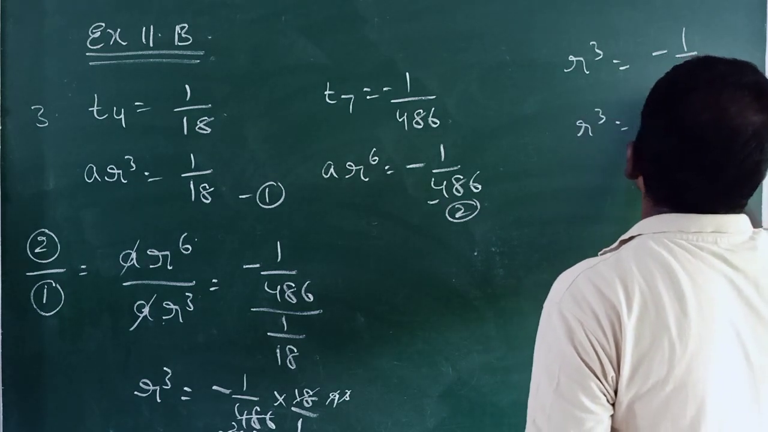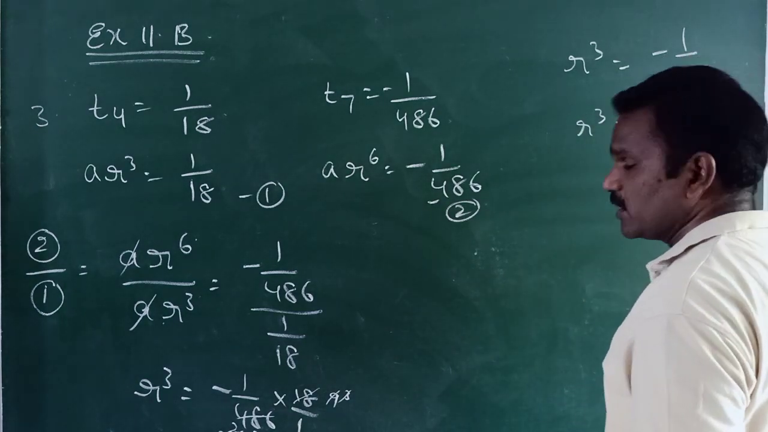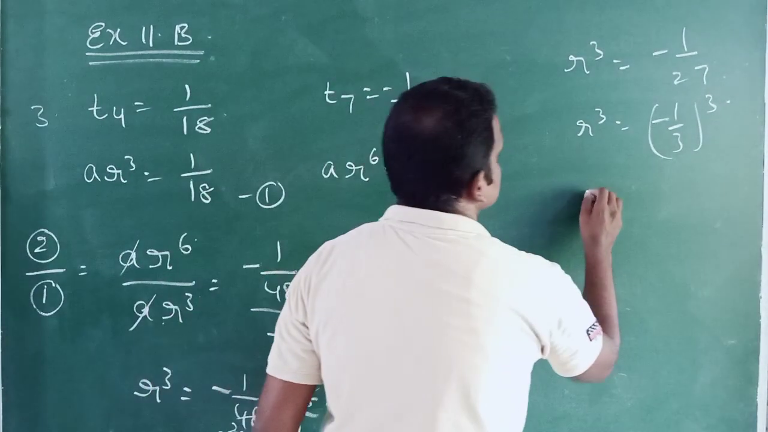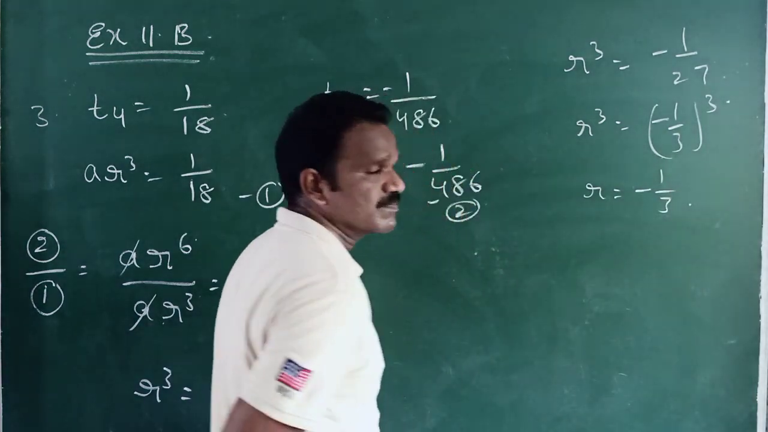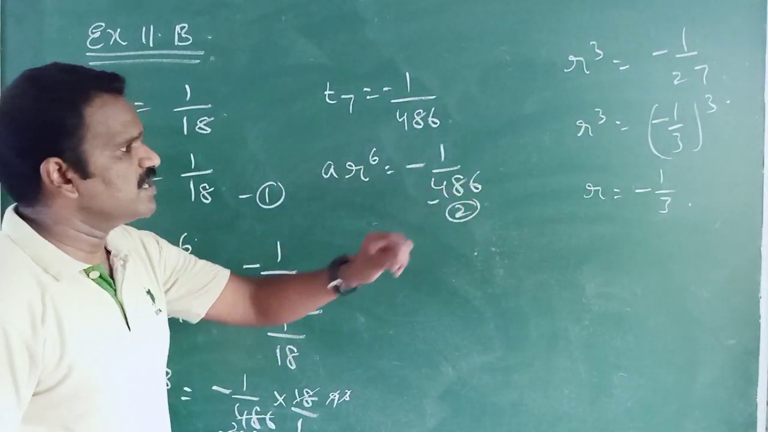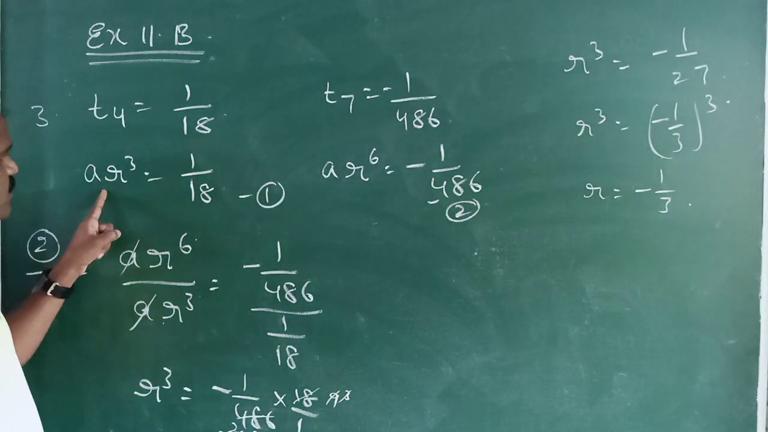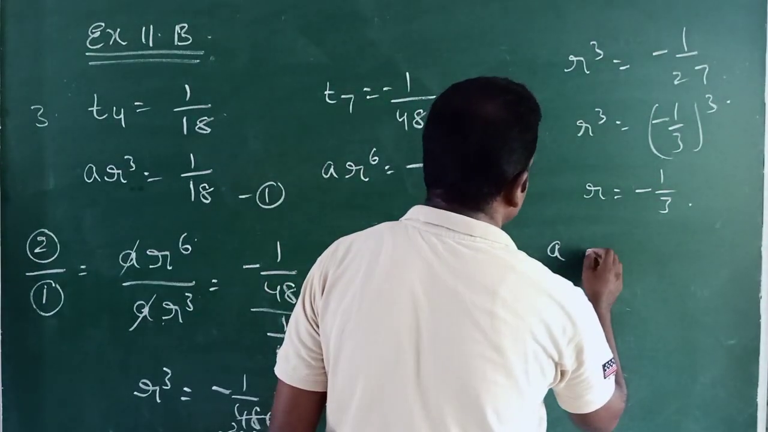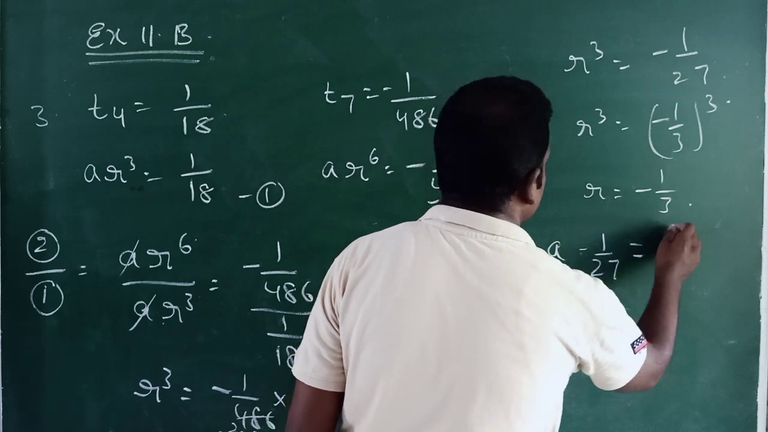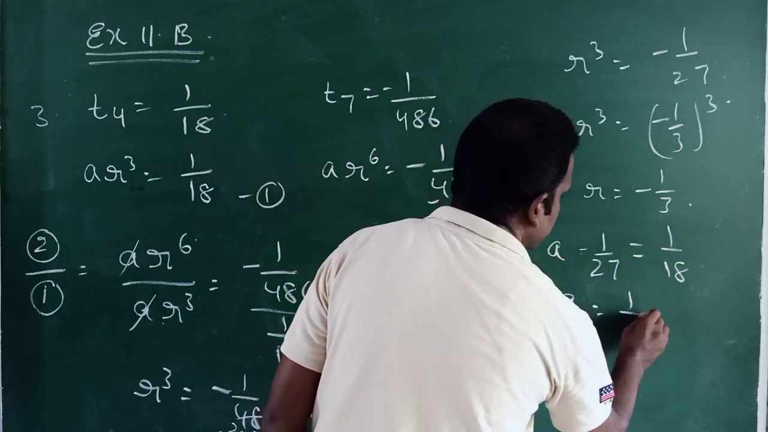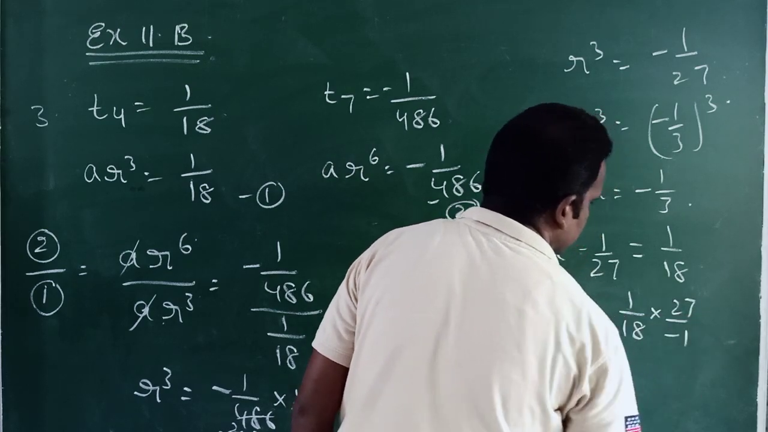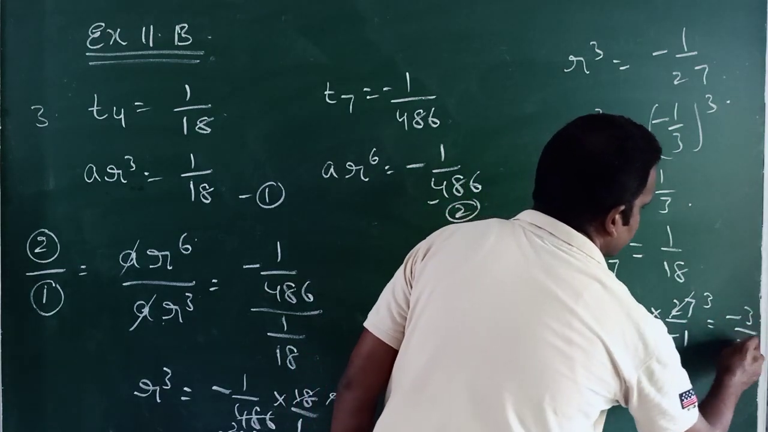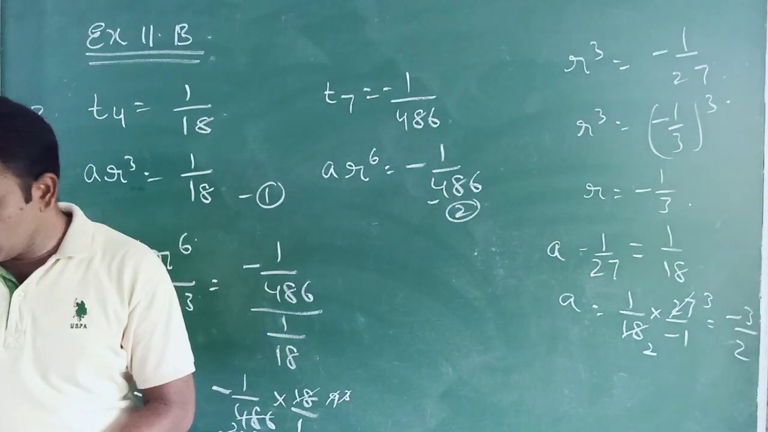R cube is equal to minus 1 by 3 whole cube. So therefore R is equal to how much? Minus 1 by 3. Put this R is equal to minus 1 by 3 in the first equation to get the A value. So A into R cube value. What is the R cube value? R cube is equal to minus 1 by 27, so A into minus 1 by 27 is equal to 1 by 18. So A is equal to 1 by 18 into 27 by minus 1. Okay, so 9 table 3 times, 9 table 2 times. So our A value is minus 3 by 2.